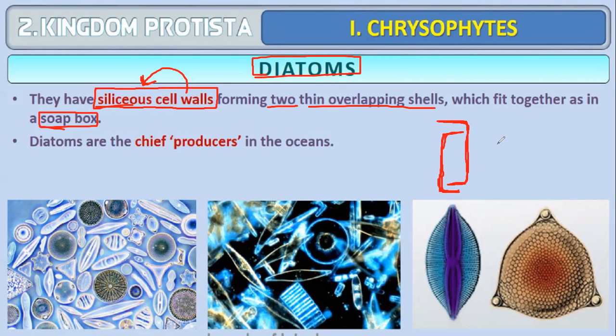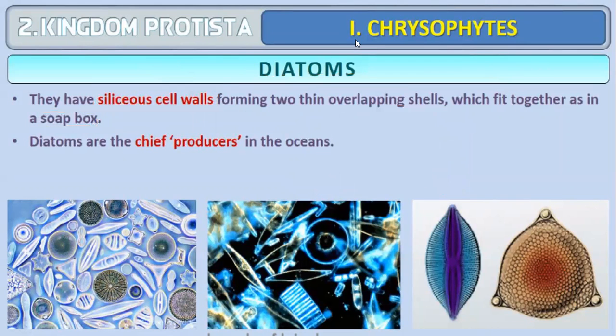So these are thin overlapping shells. This you will call a frustule. Frustules. And each one you will call a theca. Suppose I draw this diagram again.